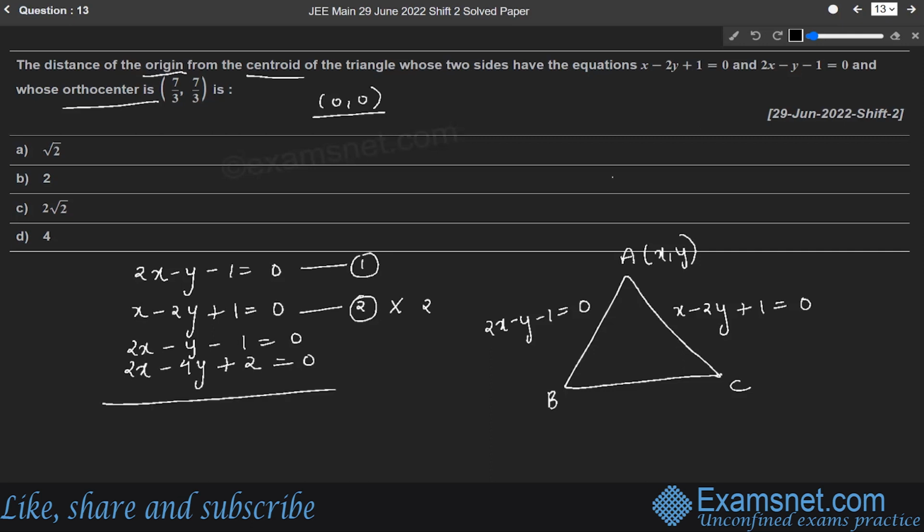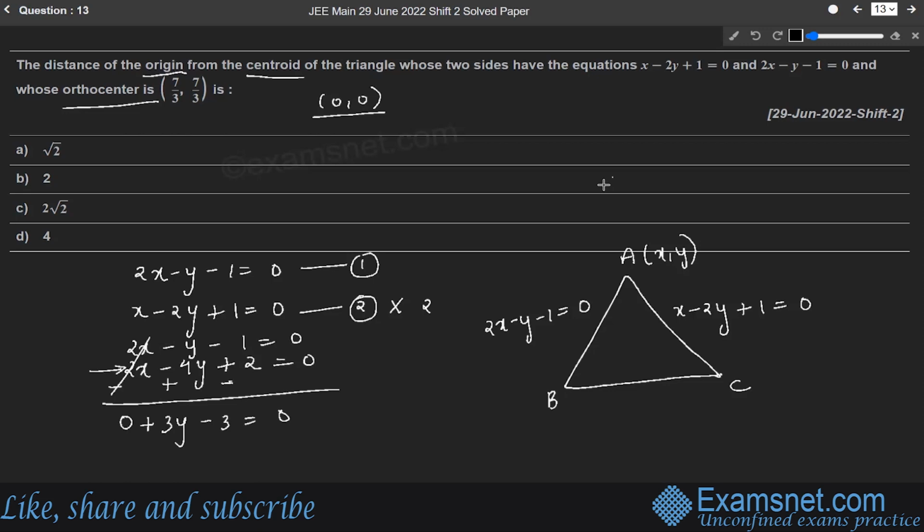Now let us subtract both these equations. This is plus, so it will be minus. This is minus, so it will be plus. And this is plus, so it will be minus. This is a basic rule that the sign of these elements is changed. All right. Now 2x minus 2x will be 0. Plus 4y minus y will be 3y, right? Plus 3y. Minus 2 minus 1 is minus 3.